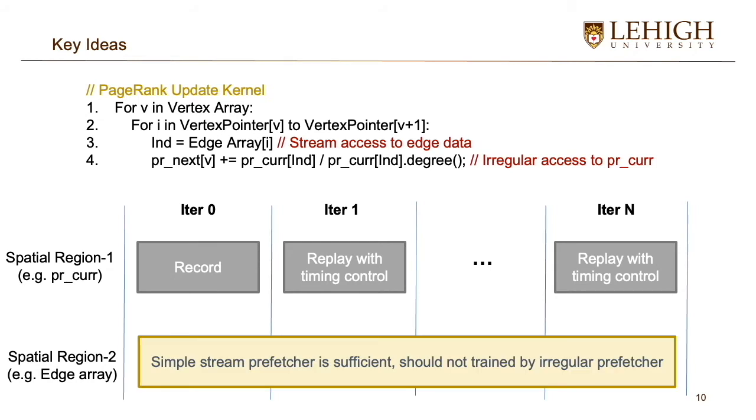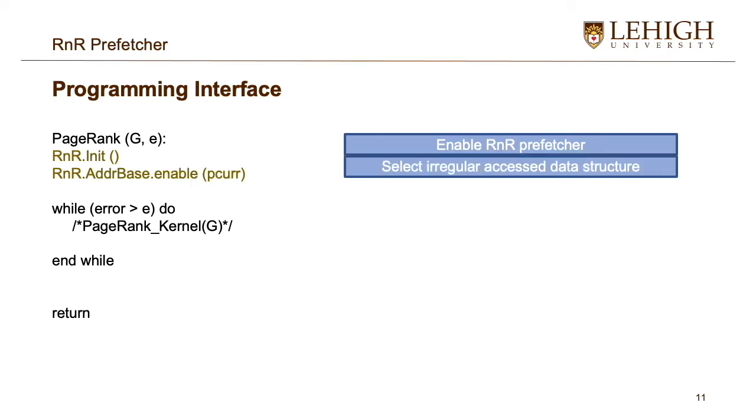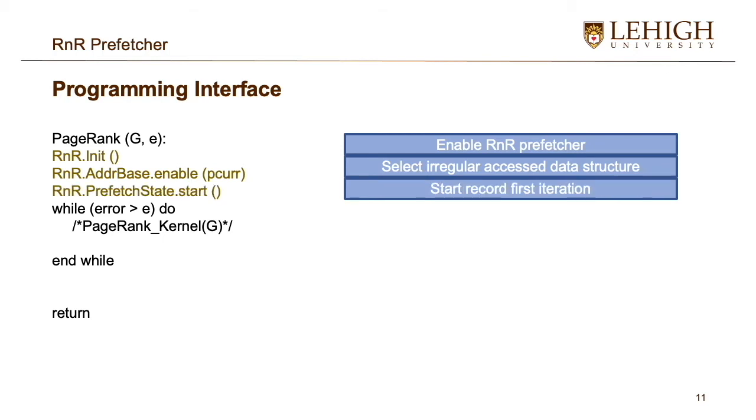The following slides will describe the proposed lightweight programming interface of the RnR prefetcher to mark the data region and perform the record and replay. With the same PageRank example, the code snippet shows when the kernel is invoked in a while loop. First, the RnR prefetcher is enabled before the kernel execution. Second, p current is selected as the data structure that suffers from irregular memory access. Third, the RnR prefetcher is set to start recording.